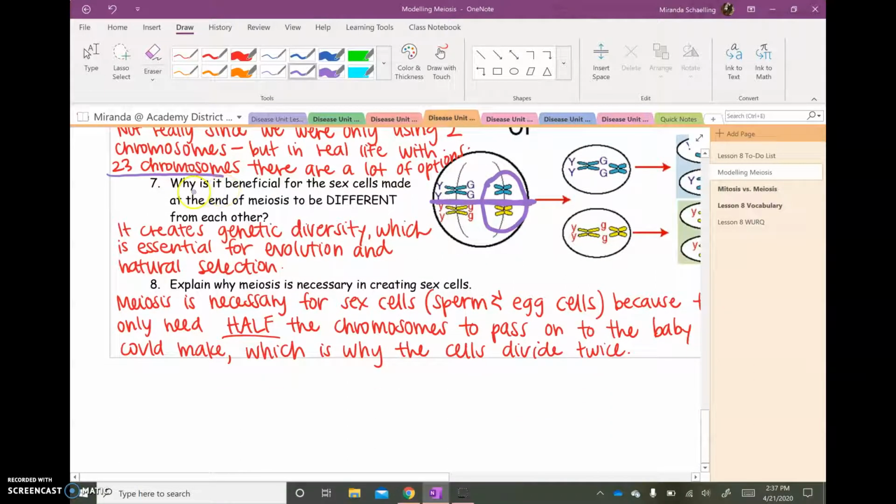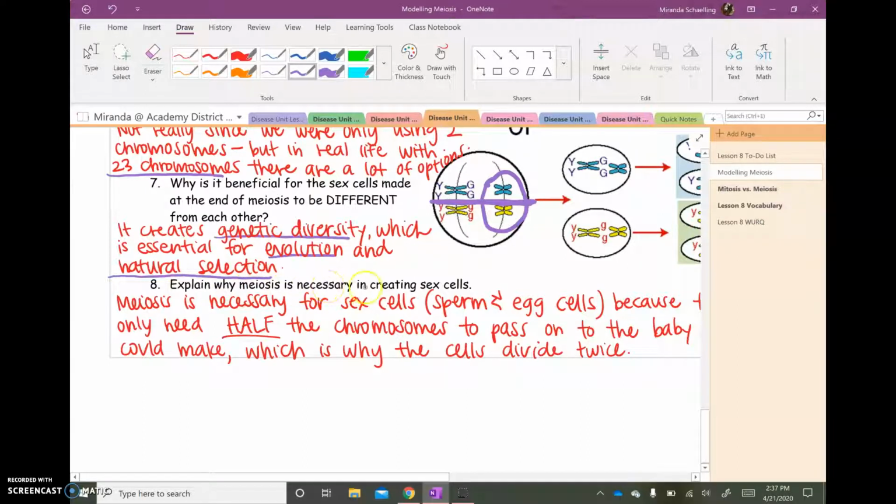So why is it beneficial? It creates genetic diversity, which is essential for evolution and natural selection, because we need to have variation. If we don't have any variation, then one disease or one situation can wipe us all out, and we'll get back to that later.